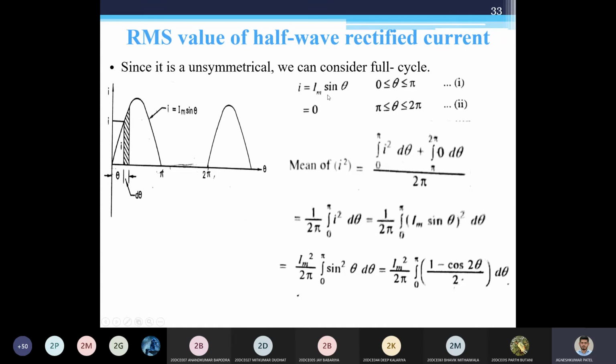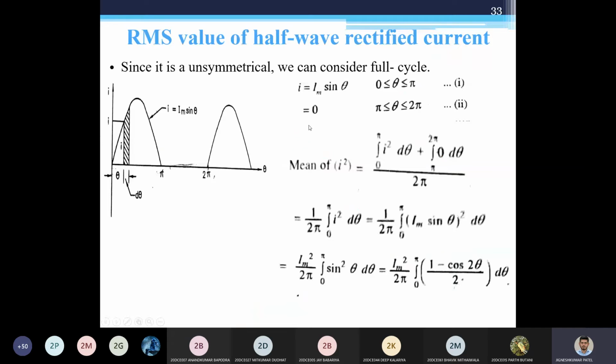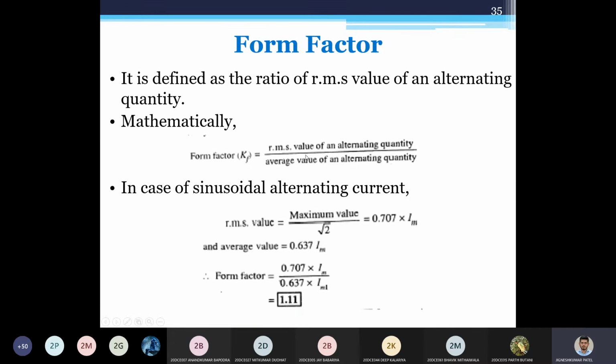This equation changes itself in the case of your triangular wave. In a sine wave, this is the equation. In a square wave, the equation would be different, like I equal to 1 over 0 to pi and I equal to 0 over pi to 2 pi. That would be the equation. Or in this case, it would be 1 and minus 1. That's the actual scenario. So to relate those two things, we have this form factor.